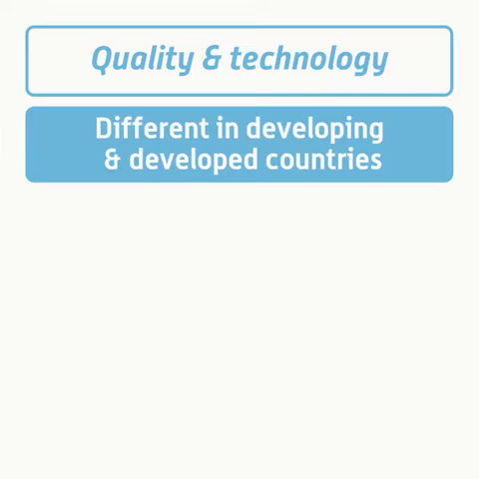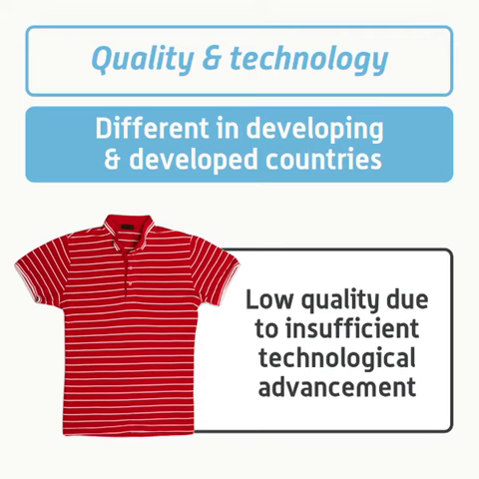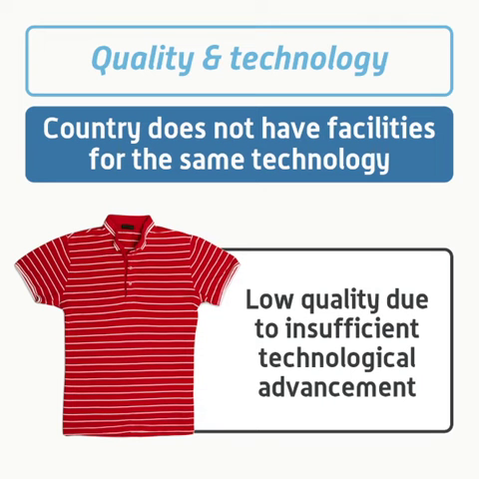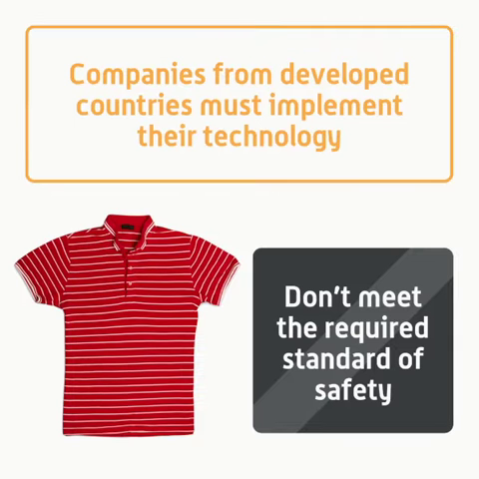Quality and technology are also different in developing and developed countries. Often products made in developing countries such as Ethiopia are low quality due to insufficient technological advancement. The country does not have the facilities to have the same technology as developed countries. Because of this, it is often the case that products made in developing countries don't meet the required standard of safety in order to be sold. Companies from developed countries therefore have to implement their technology in developing countries, which costs money initially.